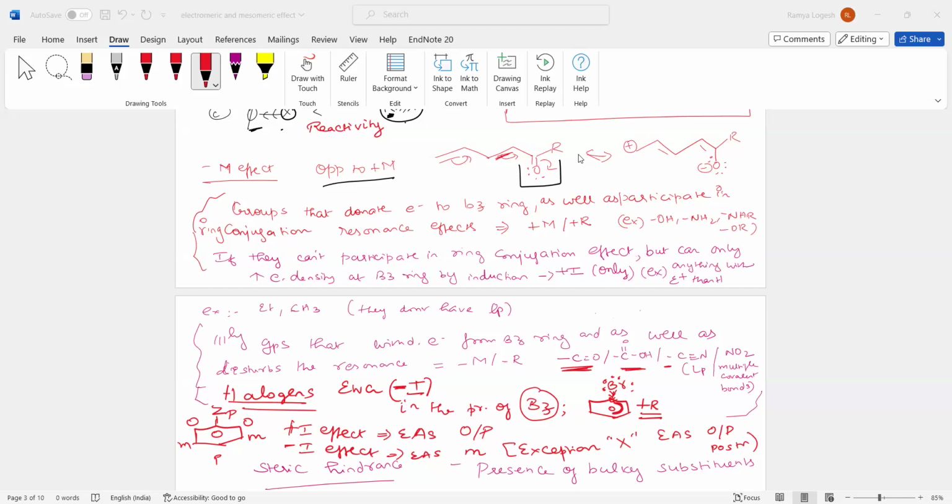Okay. So we have learned about the mesomeric effects, plus M effect and minus R effect. So how is it getting understood? That is what we have learned till now. The most common question that we could expect from this mesomeric effect is that people will be questioning us about the resonance.